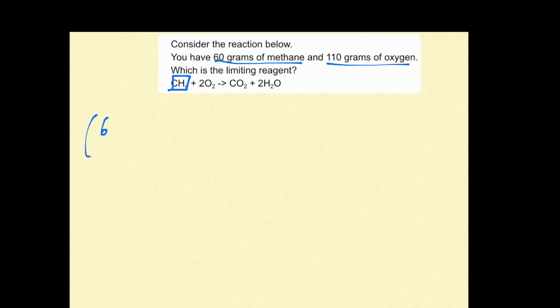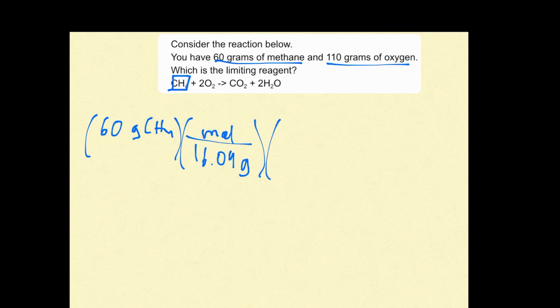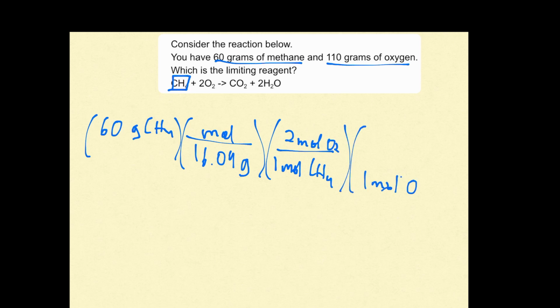To figure out whether we have enough of one substance, we start with any reactant and convert it to the others with stoichiometry. Let's start with our methane. Of course, if you want, you can start with oxygen and you will get to the same conclusion. We start with our 60 grams of methane and convert to moles. We then use our molar coefficients, or the molar ratio, to convert to the moles of oxygen. We are given grams of oxygen, so then let's also use our molar mass of oxygen to convert to grams.